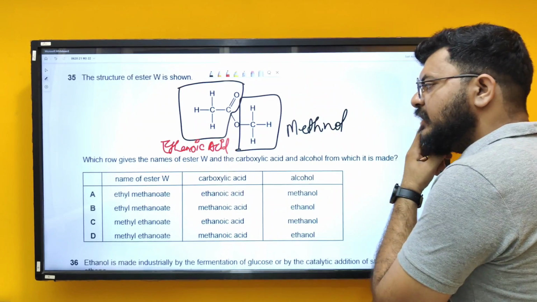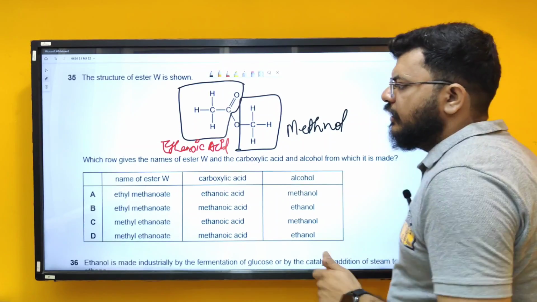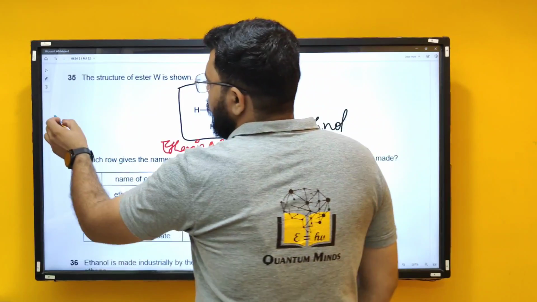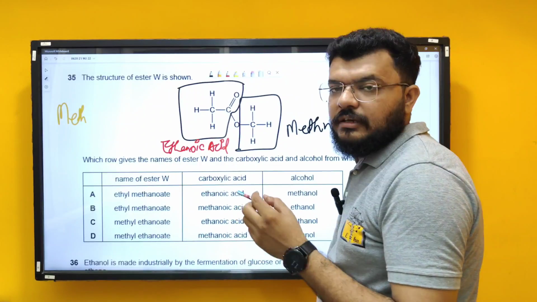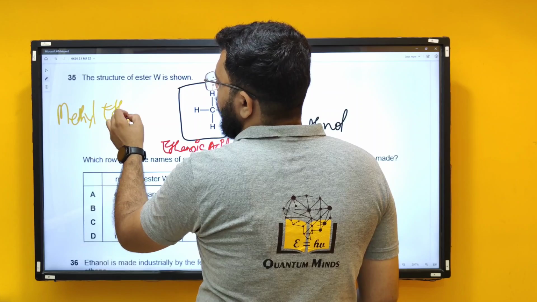Clear? So what will be the name of the ester? For the name of an ester, first you see, in drawing, first we draw the acid and then the alcohol, and in writing we first write the alcohol and then write the name of the acid. So methyl ethanoate.